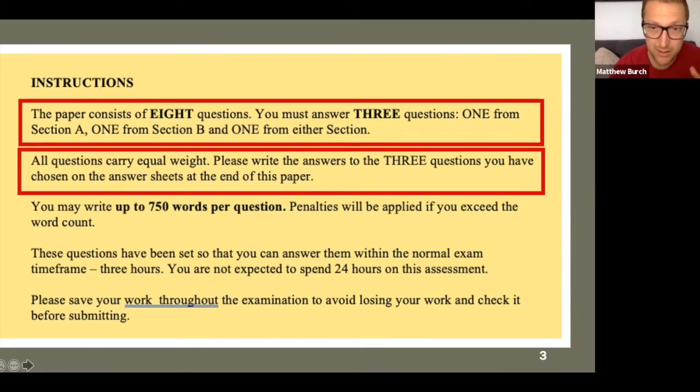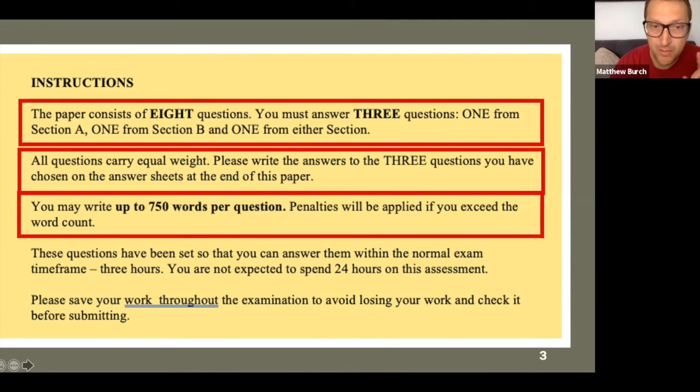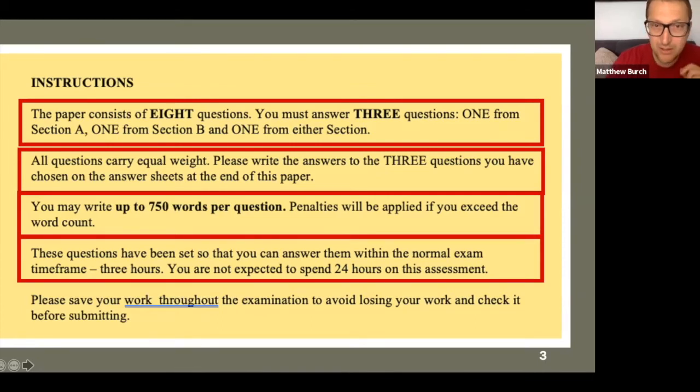All the questions carry equal weight. You may write up to 750 words per question. Penalties will be applied if you exceed that word count. So the limit is up to 750 words. These questions have been composed so that you can answer them within a normal exam time frame. Normal exams in our department are 3 hours. You basically get an hour to answer each question. So this has been designed so you can do it in 3 hours.